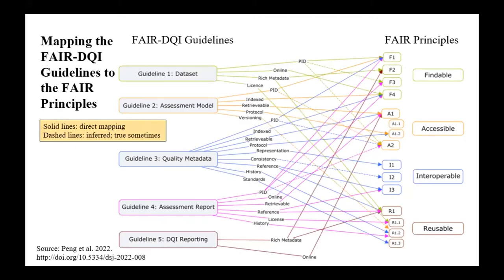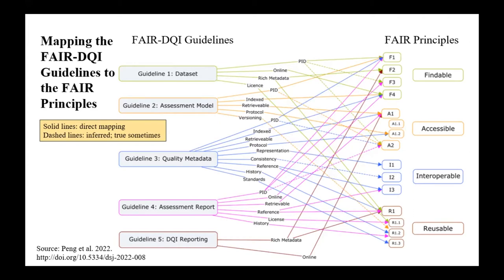Next slide, please. So this is the mapping that was done by Peng et al. In their article that came out last March, I believe, in the Data Science Journal. In fact, we were just notified that this was one of the highest read articles in the Data Science Journal recently. So that was really impressive to read that.